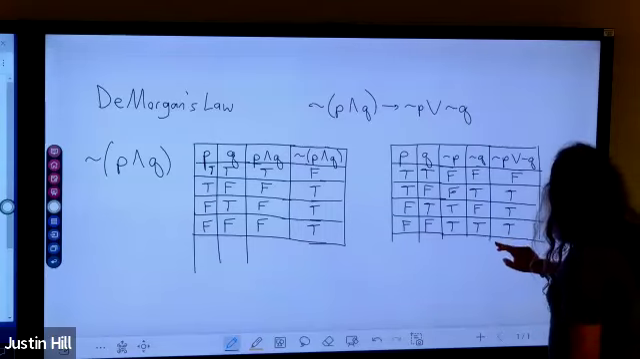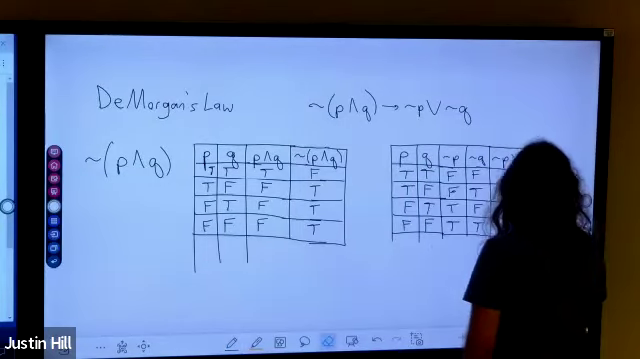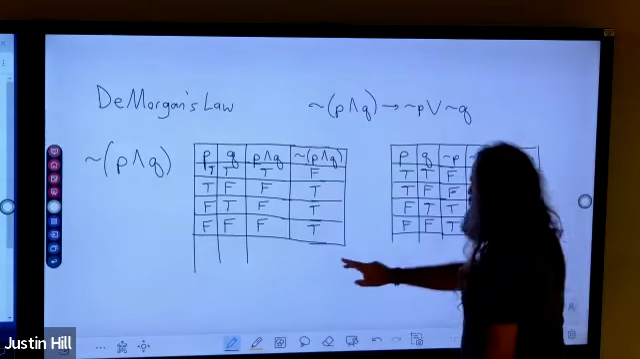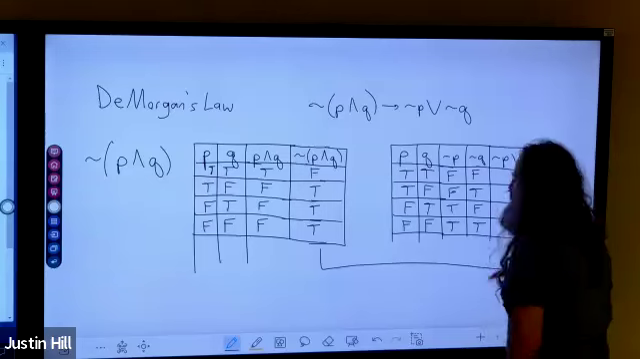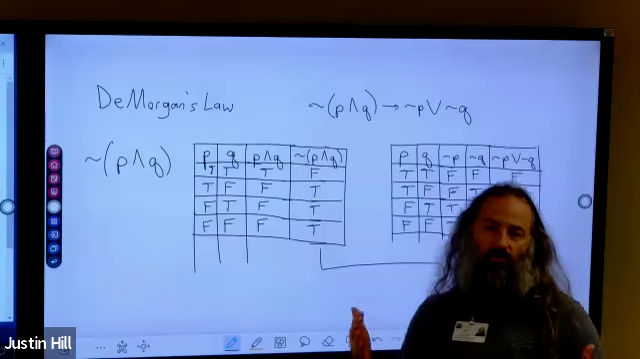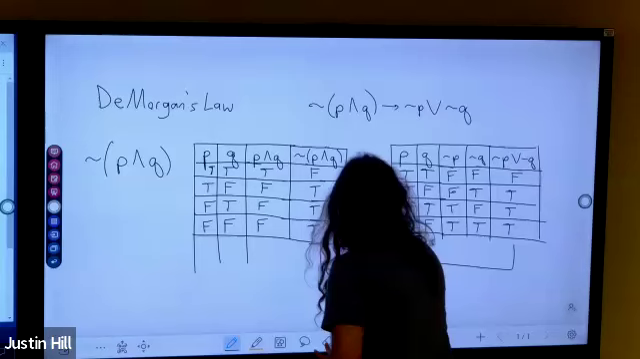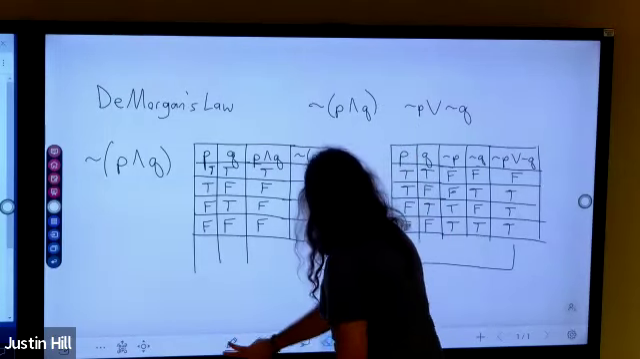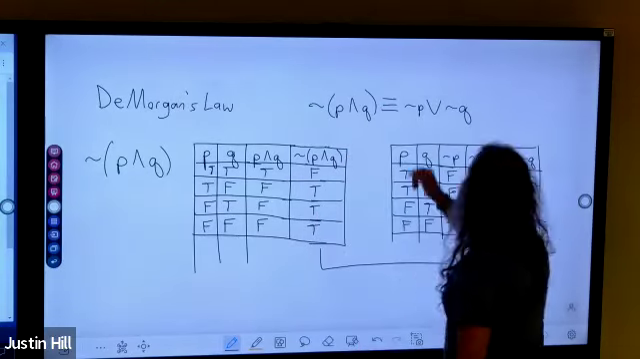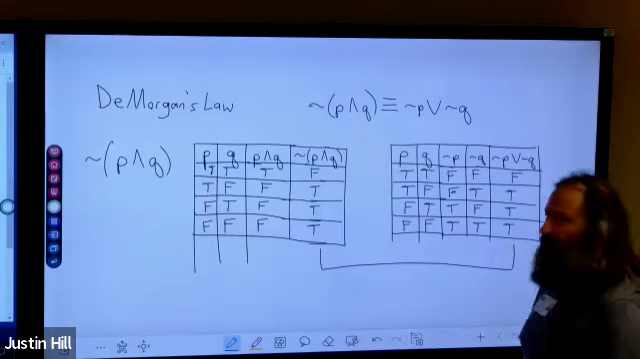Notice that again, this column, but notice that these columns exactly match each other. So if they exactly match each other, then these are completely equivalent statements. That means that not (P and Q) is completely equivalent to not P or not Q. And this we call De Morgan's law.